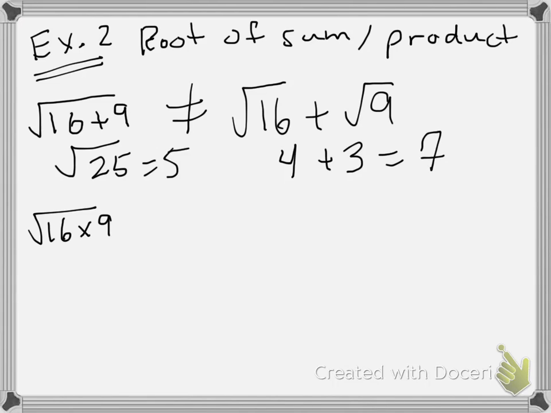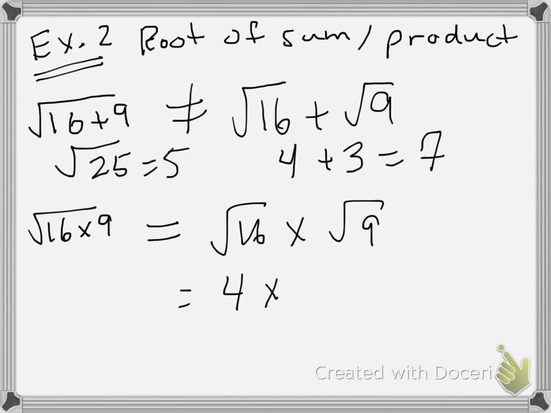Now we look below, when we're multiplying, we're allowed to split them up. We're allowed to say that the square root of 16 times 9 is equal to the square root of 16 times the square root of 9. So in this case, 4 times 3, or 12. We're allowed to do that. That's cool.